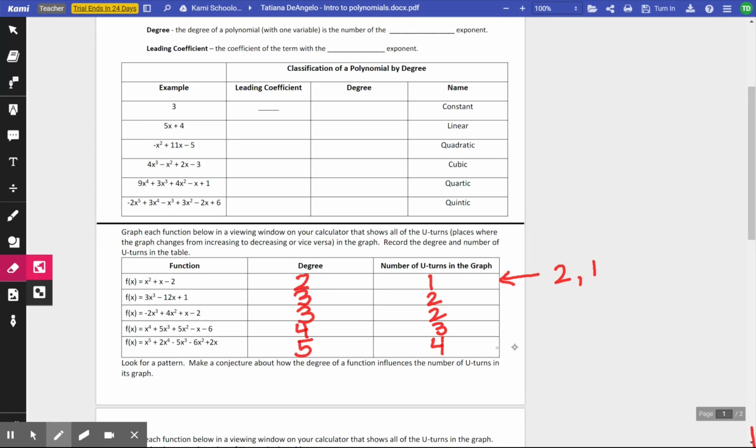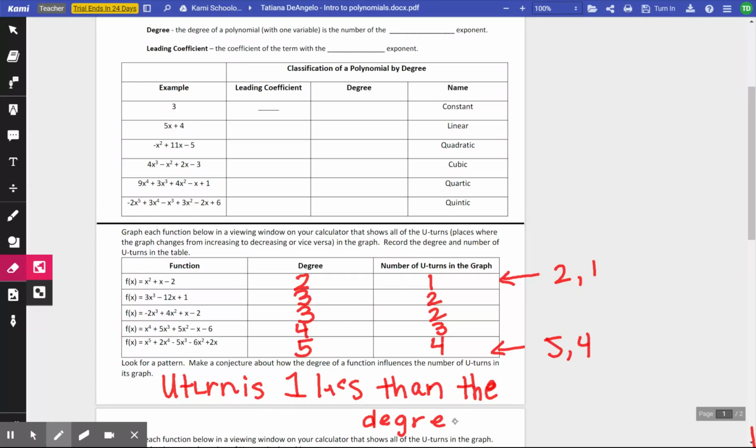Here I have 5 and 4. And I notice between 2 and 1, that's just a one number difference. Between 5 and 4, that's a one number difference. And then I'm like, oh, they're actually all a one number difference. So far I'm thinking that the U-turn, so let's keep going and see if I'm right.